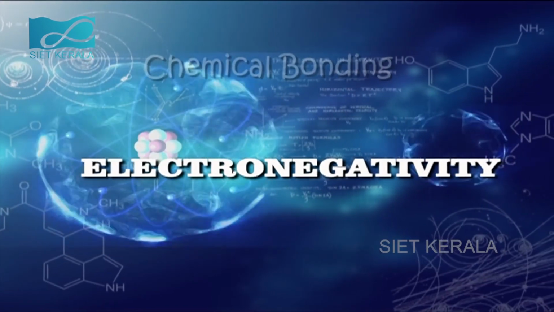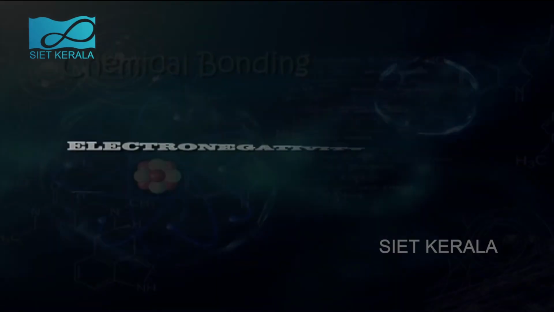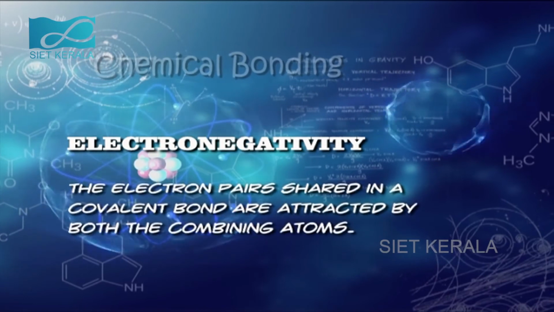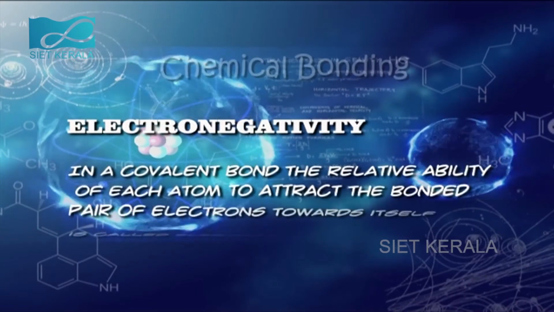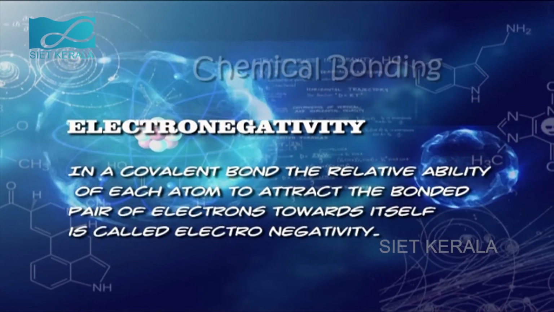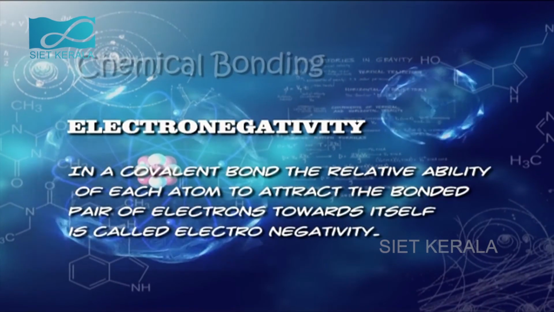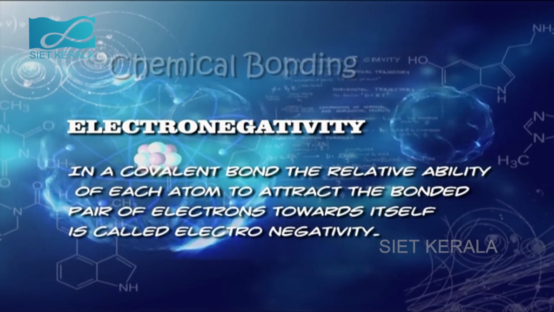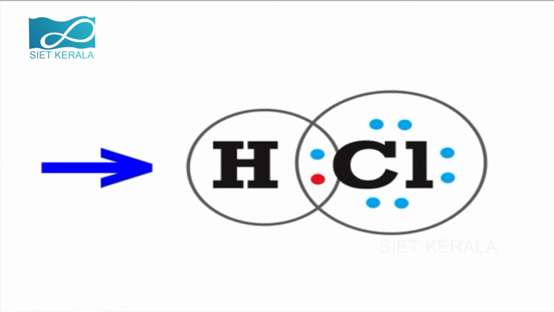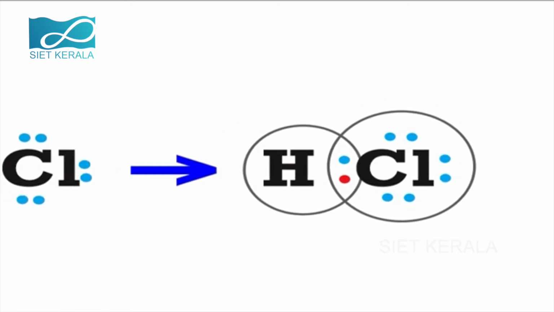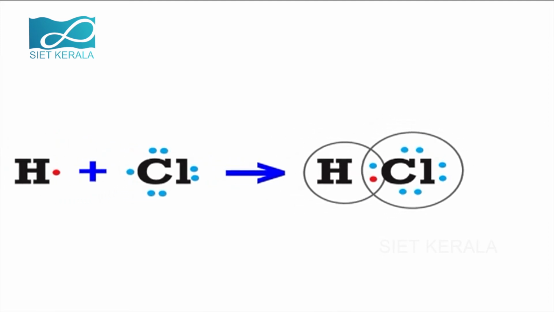Electronegativity. The electron pairs shared in a covalent bond are attracted by both the combining atoms. In a covalent bond, the relative ability of each atom to attract the bonded pair of electrons towards itself is called electronegativity. For example, in the molecule of HCl, the electron pair is attracted more towards the chlorine. Thus, chlorine is more electronegative than hydrogen.